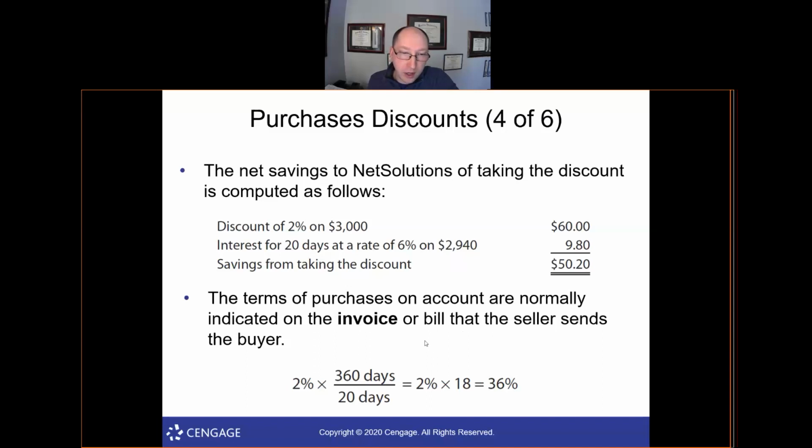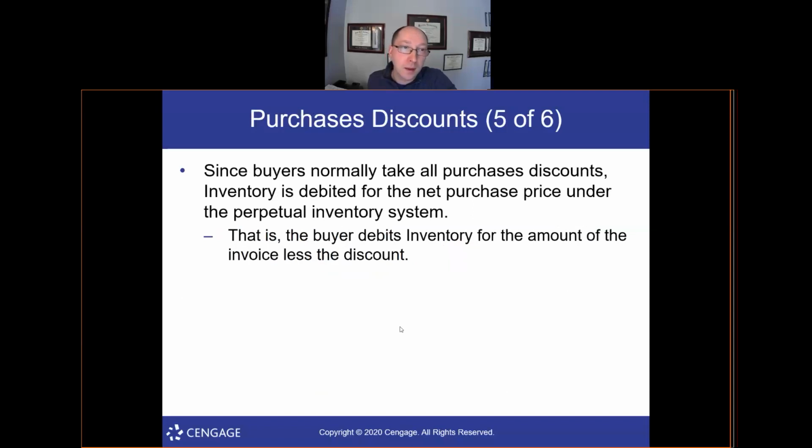Terms of the purchase are normally indicated on the invoice. So it'll usually say what the terms are, if it's 2/10 net 30 or just net 30 or net 45, net 60, whatever it is. This kind of gives you an idea. Buyers typically will take a purchase discount. I always try to do the discount whenever possible, right? It's good to save money wherever you can.